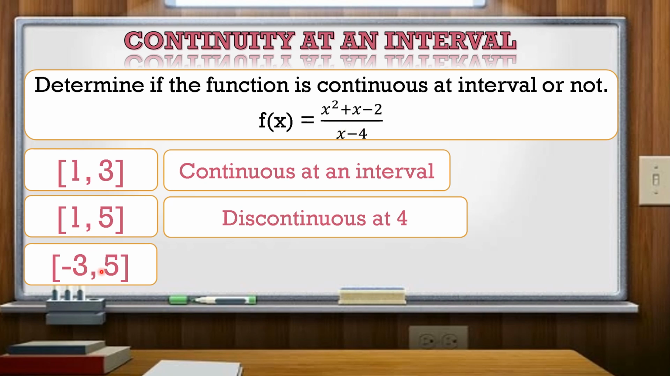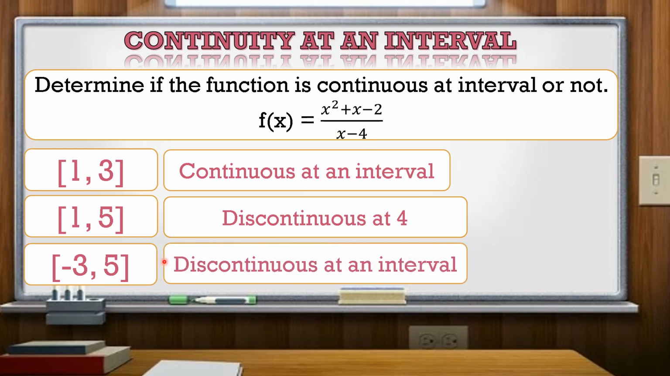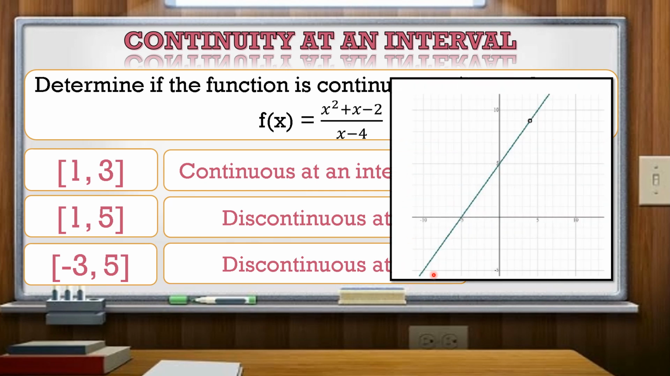How about negative 3 and 5? So, kasama si negative 3, kasama si 5, kasama yung mga nasa gitna ng negative 3 and 5. So, those are negative 2, negative 1, 0, 1, 2, 3, 4. Andun ba si 4? Yes. Thus, this discontinues at an interval and also discontinues at 4. And this is the graph of your function. So, here makita natin that this is the limit of your function that will make it discontinuous.